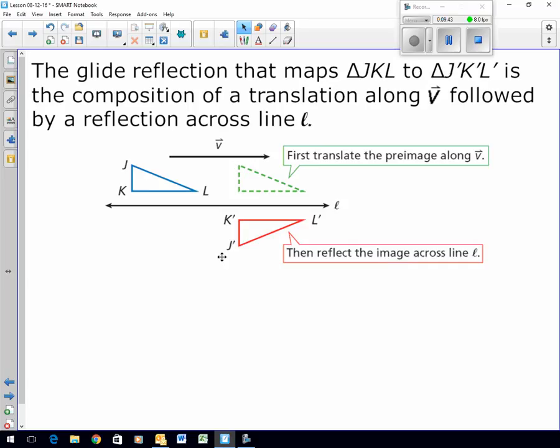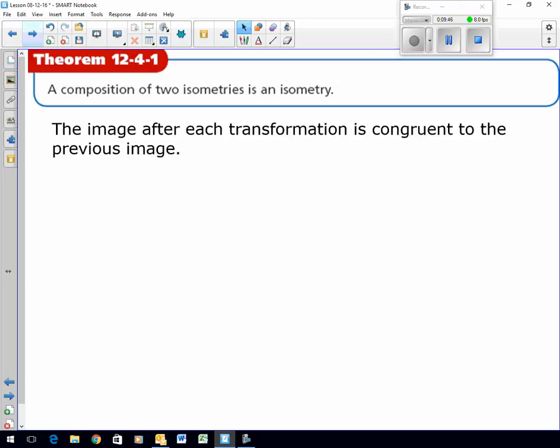All right, here we go. Composition of 2 isometries is an isometry. That is a theorem. Go ahead and write it down. This is the part that you really should write down. The image after each transformation is congruent to the previous image. This whole big concept of isometry means that things remain congruent. Shapes and sizes are the same throughout the transformation. I cannot emphasize that enough. That's what they love to ask on these tests.